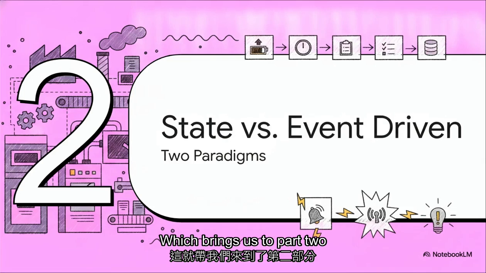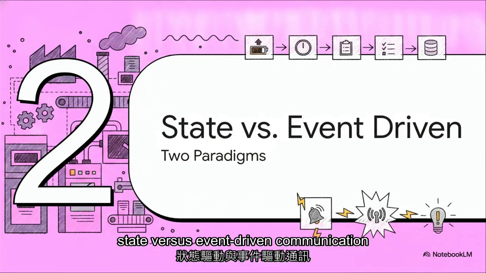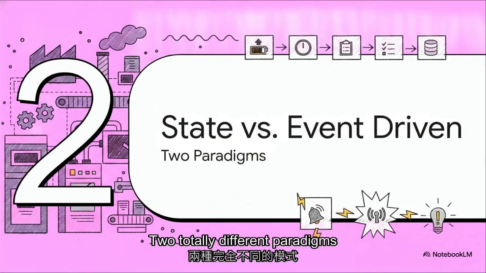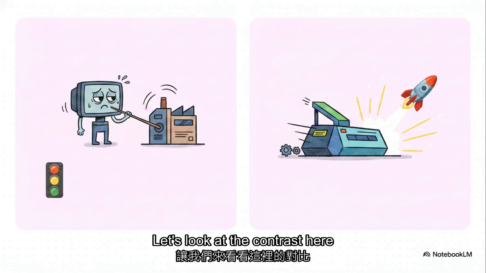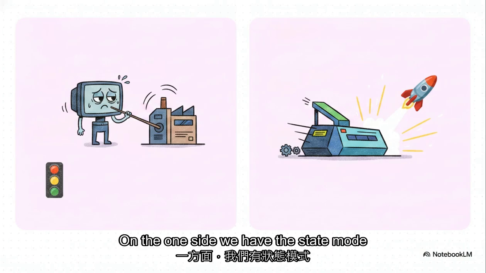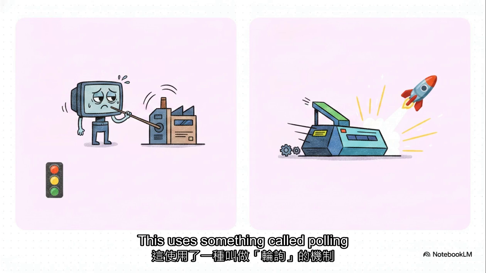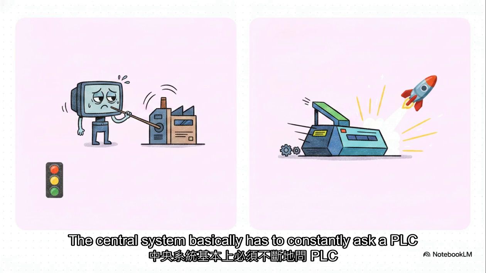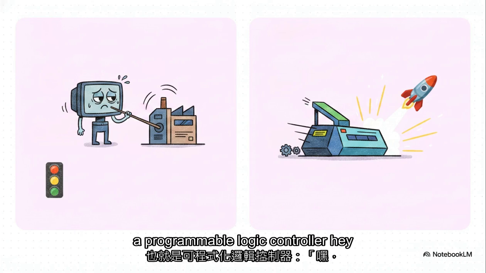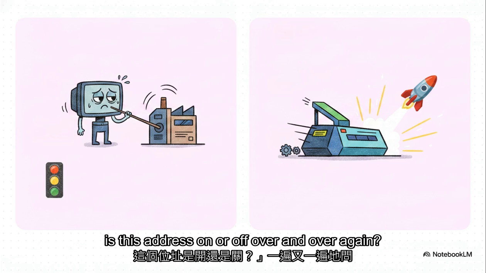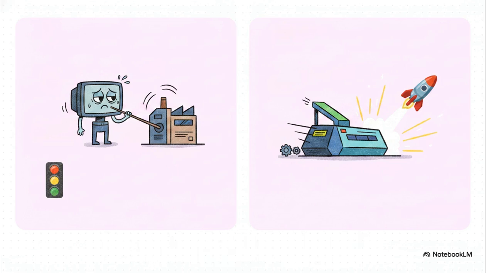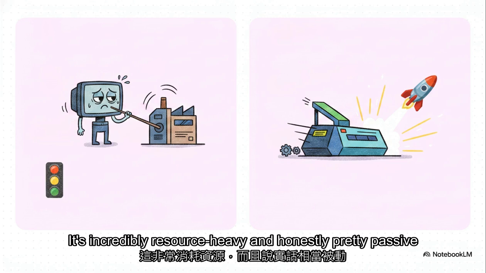Which brings us to part 2, state versus event-driven communication, two totally different paradigms. Let's look at the contrast here. On the one side, we have the state mode. This uses something called polling. The central system basically has to constantly ask a PLC, a programmable logic controller, hey, is this address on or off? Over and over again.